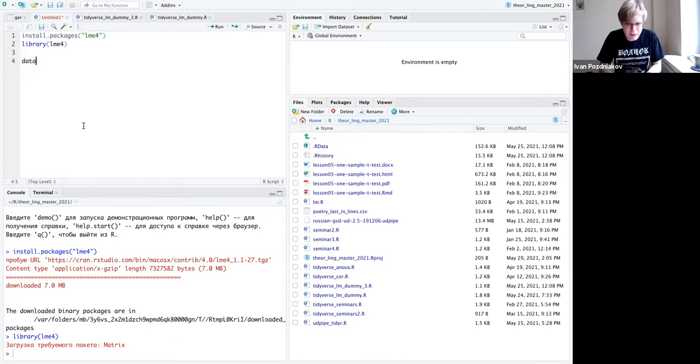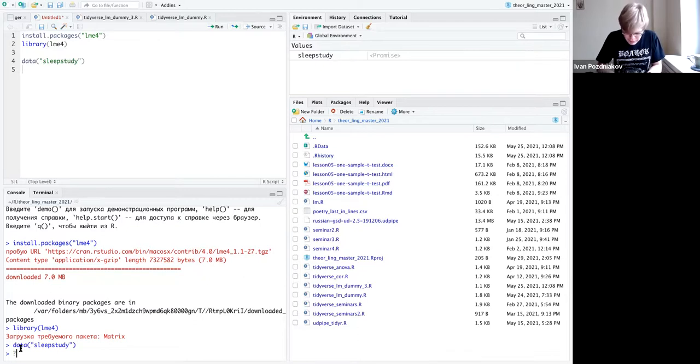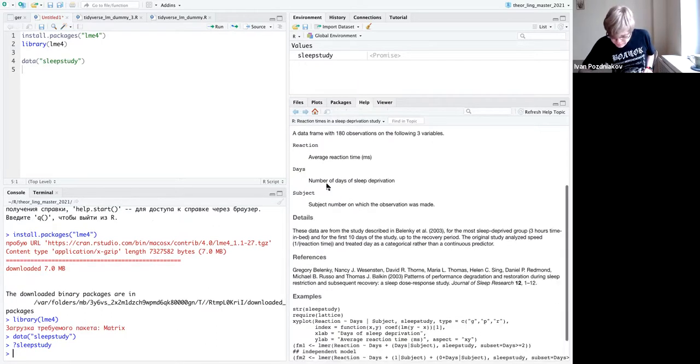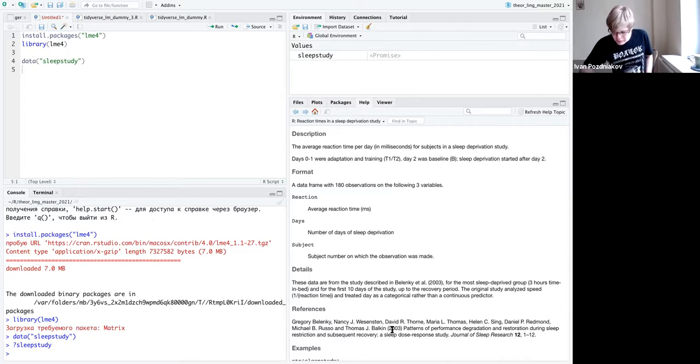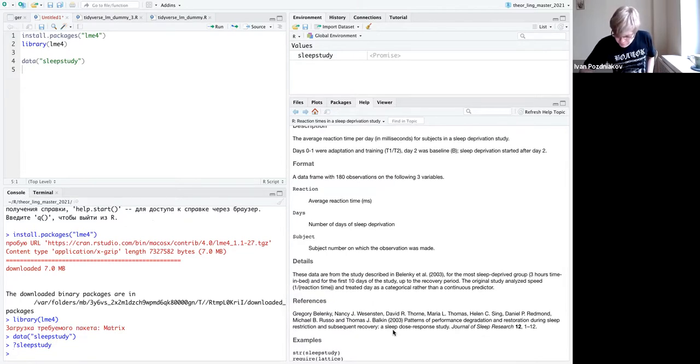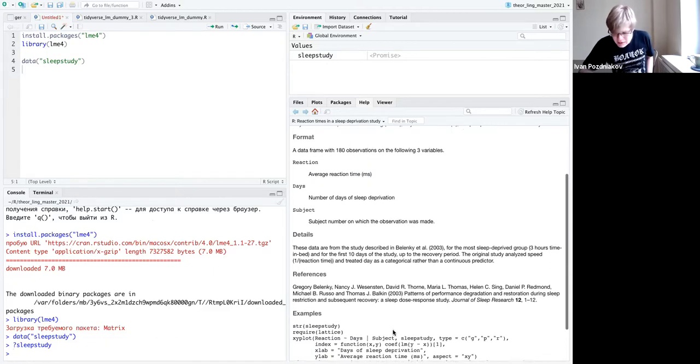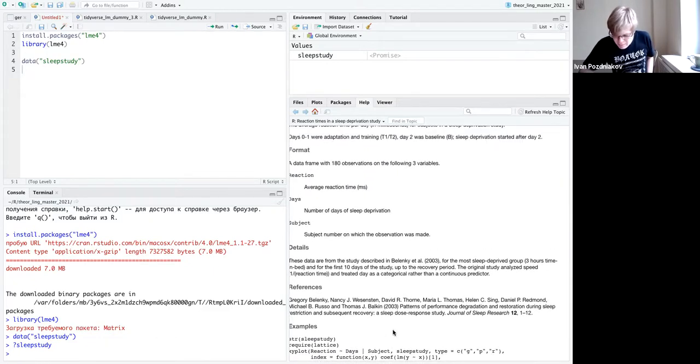So we'll use a data set that is in this package. It's called sleepstudy. I think you can even get help for this data set. It's from a real study, and the study was about how your performance, I mean, for simple tasks like reaction time, became worse with your sleep deprivation.